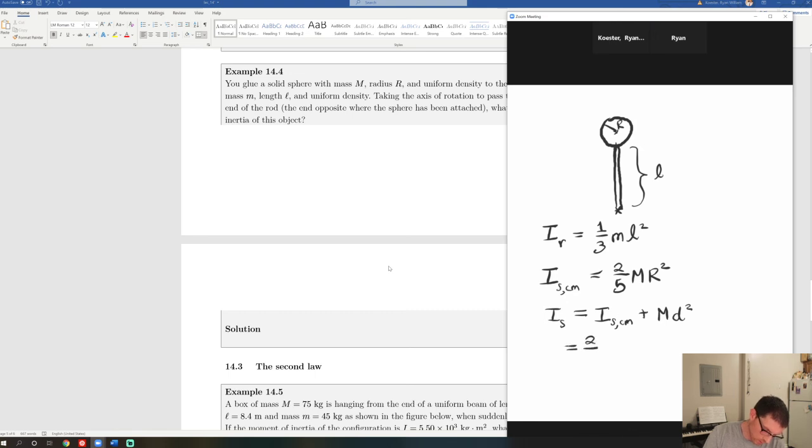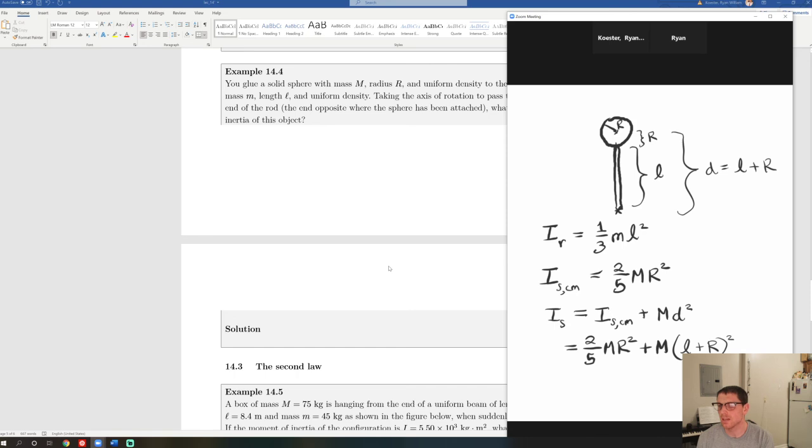We have 2/5 big M big R squared. And then we have big M. The only thing we really have to change is this distance. And what I would say is that in this case, the distance you can probably see is going to be L plus R squared. Well, the distance is not squared, but there is a square in there. And that is just because this distance here is R, right? So we see that if this is D, D equals L plus R.